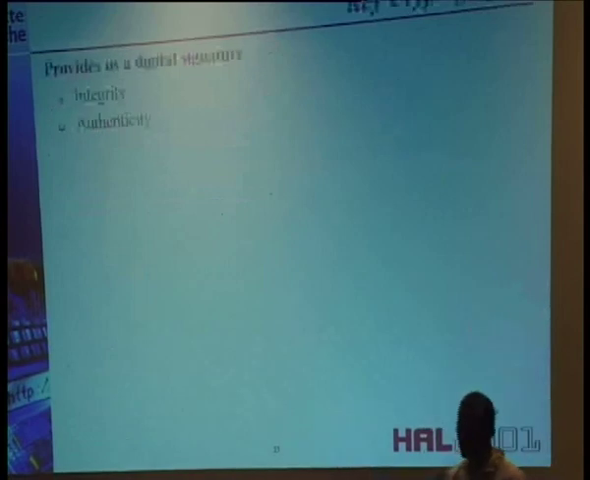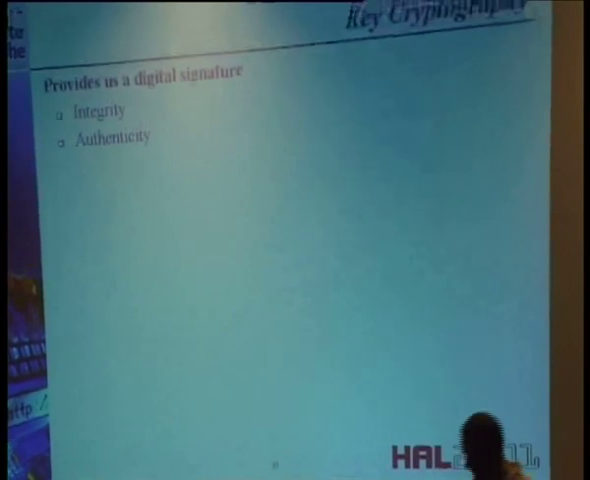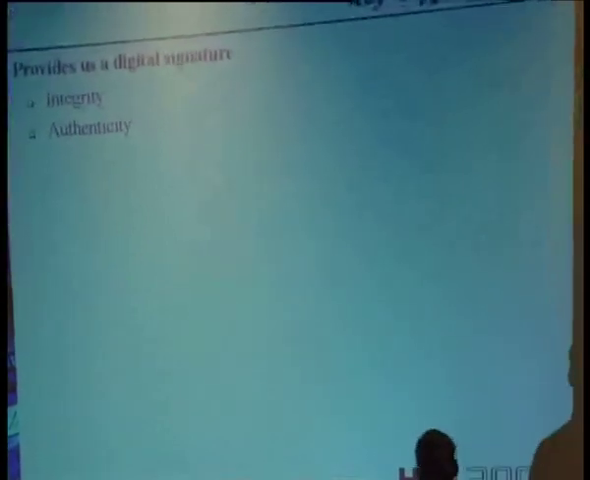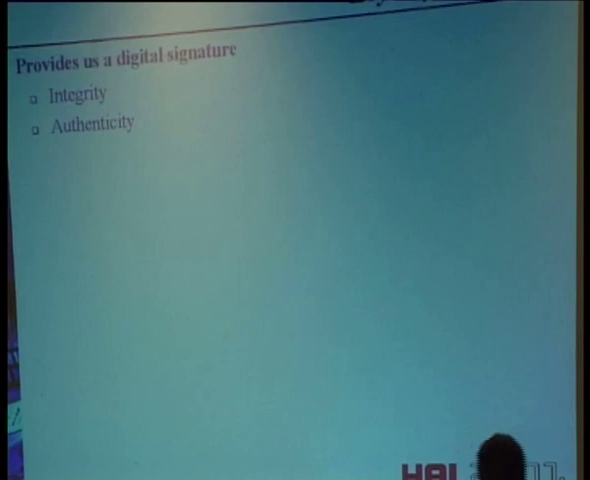So we've now seen three different ways of encrypting, and you can also combine them. If you combine hashing and public key cryptography, then you can provide integrity and authenticity.